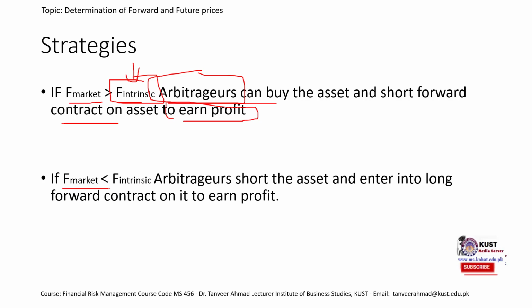And if the forward market is lesser than forward intrinsic, the arbitrager can earn by short selling the asset. It is not the short forward contract, but short selling the asset and entering into the long forward contract to earn profit.